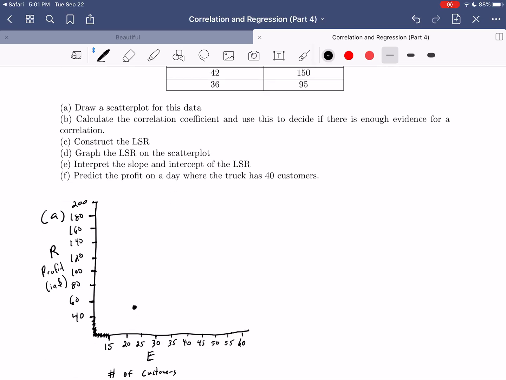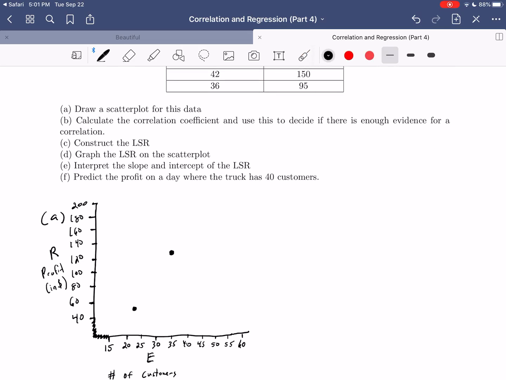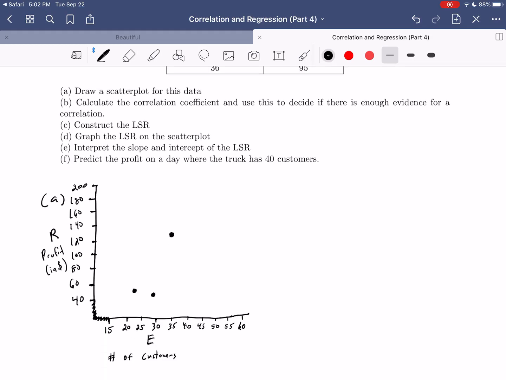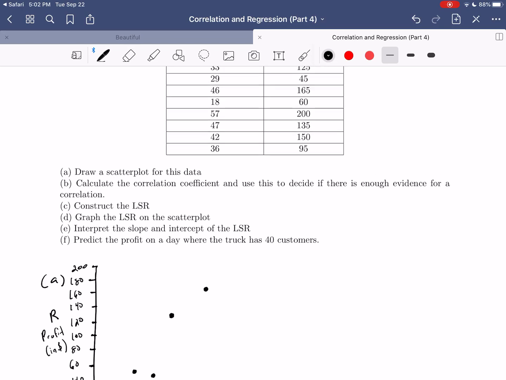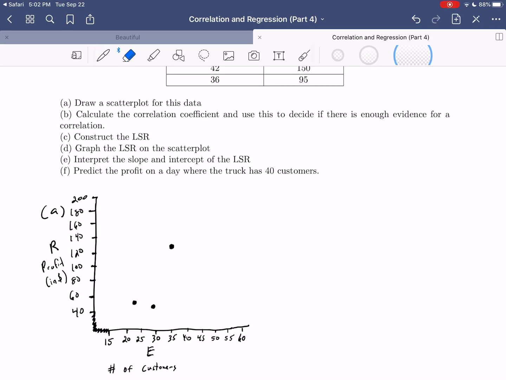33 customers and a profit of 125. So 33 and 125 seems to be up there. Then we had 29 customers and a profit of 45. So 29 customers, profit of 45 seems to be right about there. Then we had 46 customers, profit of 165. Oh, sorry, 46. Probably should move that over just a little bit. So it's 46 and profit of 165. So again, probably right about there.